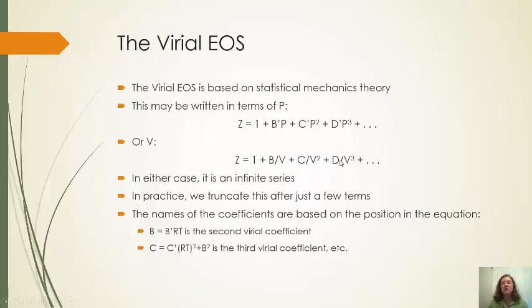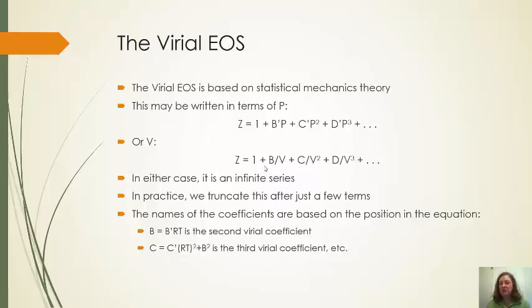Now in practice, when we use this, we usually truncate it after just a few terms. And we name the terms and the coefficients in terms of their position in the sequence. So 1 is the first virial term. BP, or B over V, is the second virial term. So that B, or B prime over RT, either of those, which are equal to each other, is what is going to be called the second virial coefficient. And the third term with the C, that's going to be the third virial coefficient.